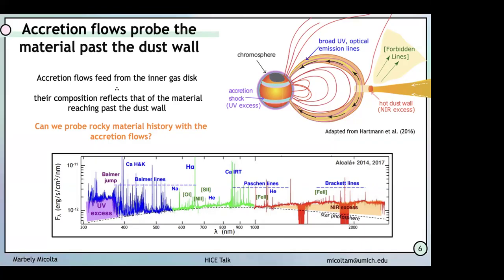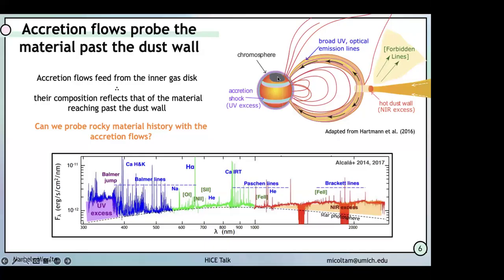That's where the disk reaches temperatures of about 1500 Kelvin. So all dust is sublimated and returns to the gas, and you have the inner gas disk. The inner gas disk for T Tauri stars gets truncated by the magnetic field of the star, and the material's only option is to follow the magnetospheric field lines into the star in what we call accretion flows.